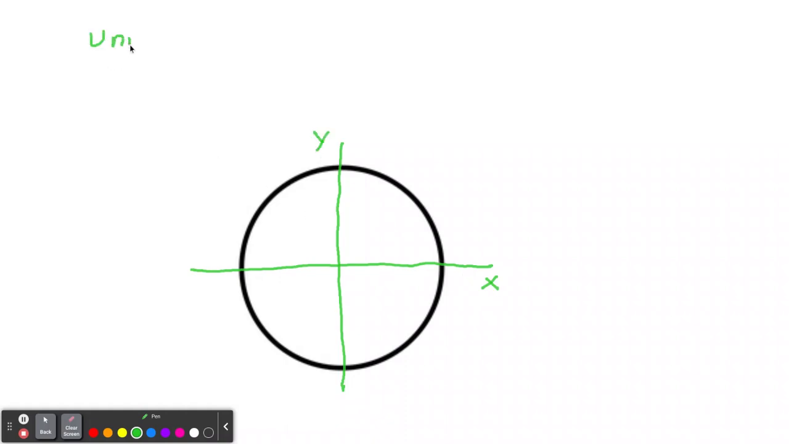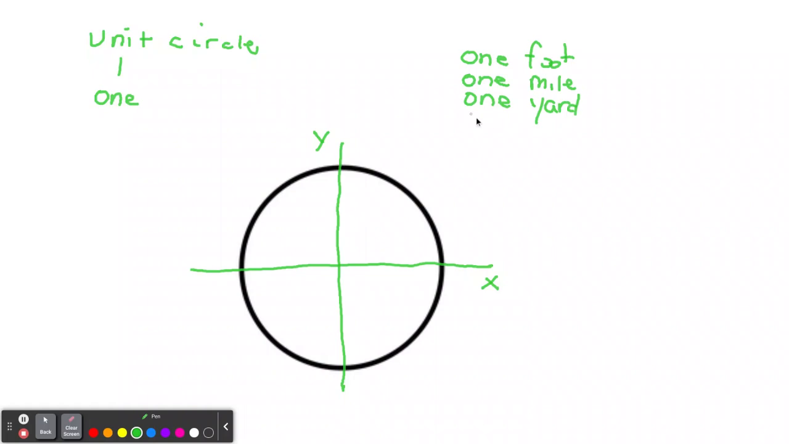So a unit circle has the word unit in it. So it means 1, right? So this could be 1 foot. It could be 1 mile. It could be 1 yard. Could be 1 centimeter, right? It could be 1 light year. It doesn't matter. It's just one of something, right? That's the measurement. And so that's why we say unit, and you know that already.